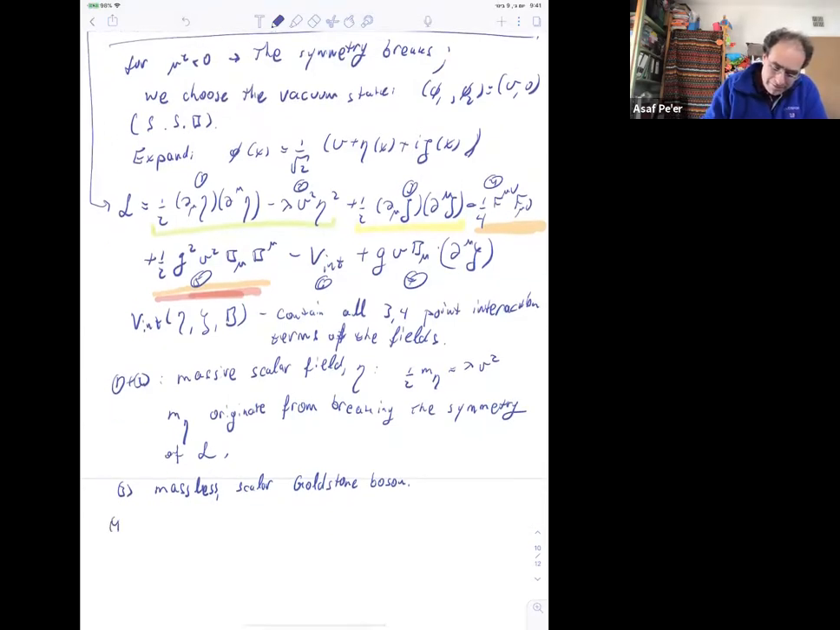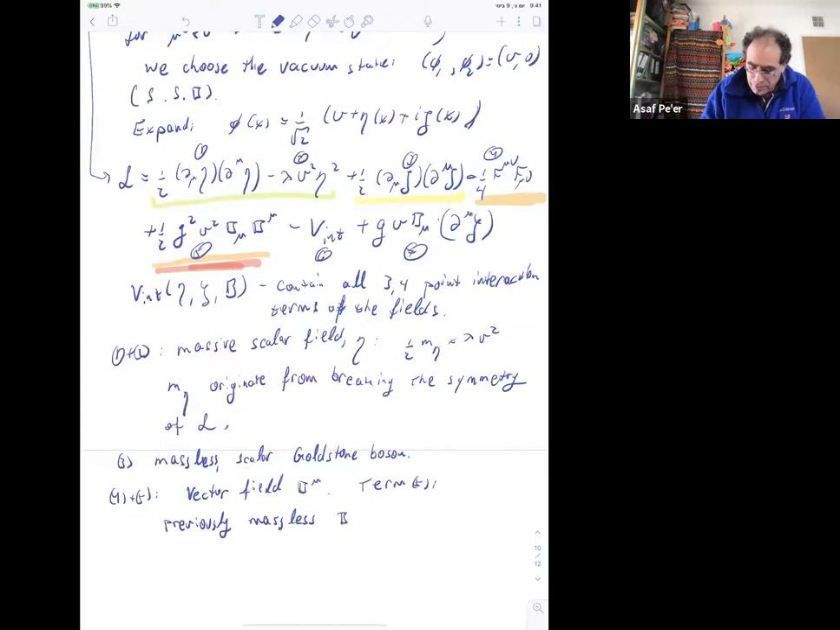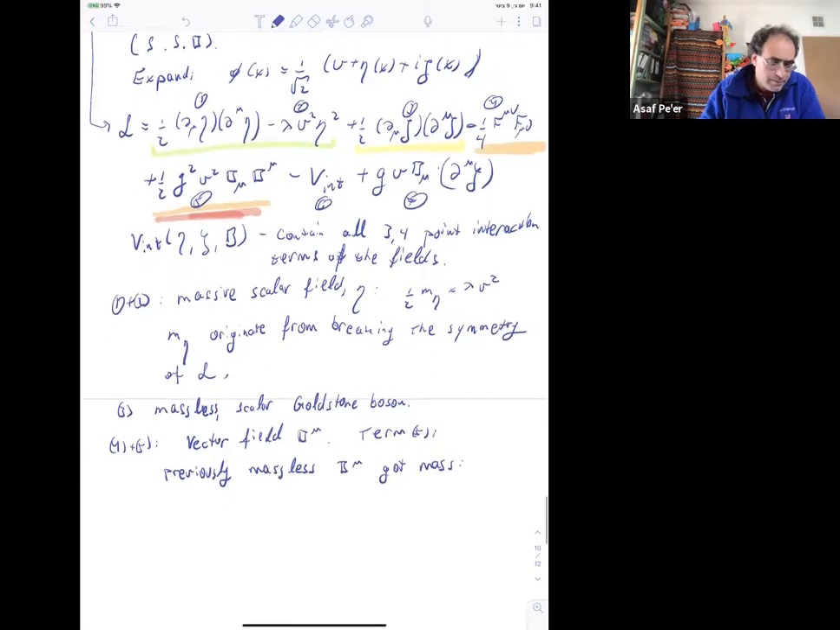So 4 and 5, this is the vector field B_μ. Term number 5 means that the previously massless gauge boson B_μ got mass. And 1/2 g squared v squared is 1/2 m_B squared.